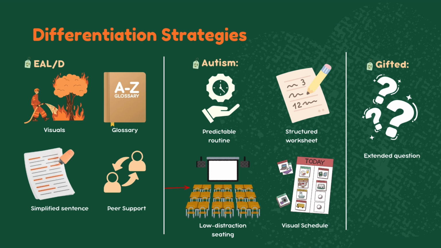In terms of differentiation strategy, differentiation was designed to support the two selected learners while maintaining a high expectation. For the EAL/D learner, I included picture glossaries, simplified sentence stems, visual prompts, and peer support. These strategies reduce language barriers and allow the student to demonstrate conceptual understanding even while English proficiency is still developing. For the student with autism, I included predictable routines, a visual schedule, clear transitions, low distraction seating, and structured worksheets.